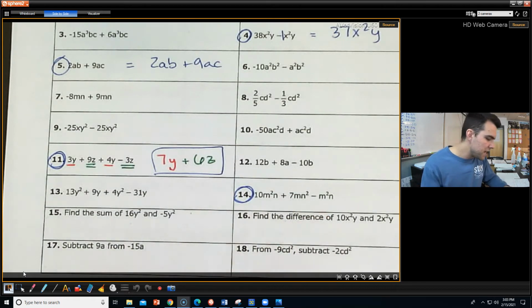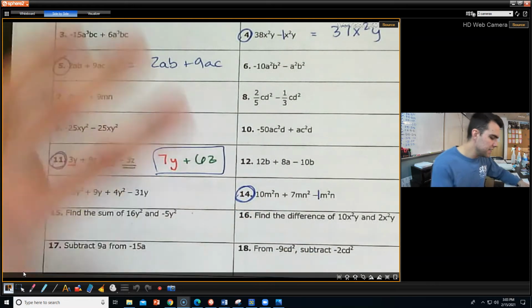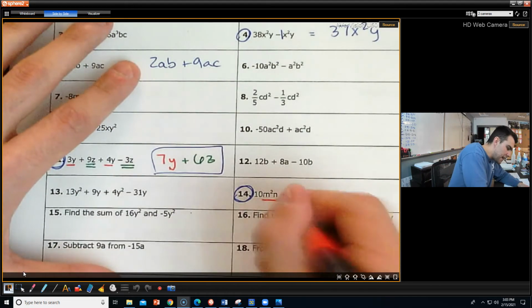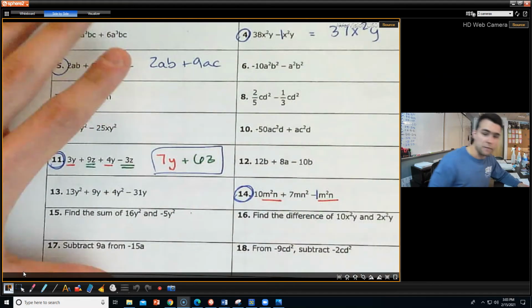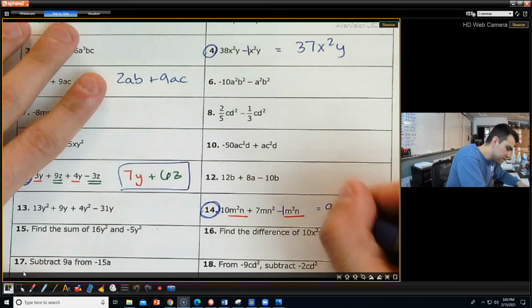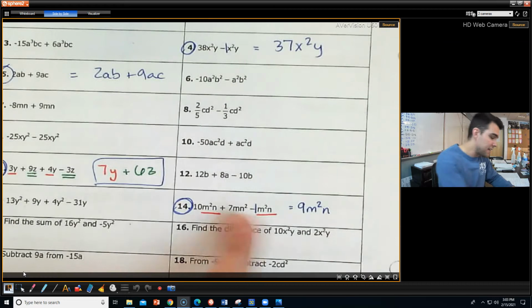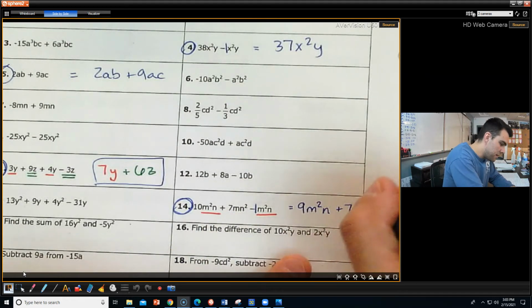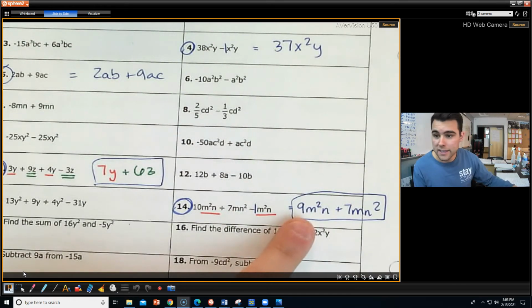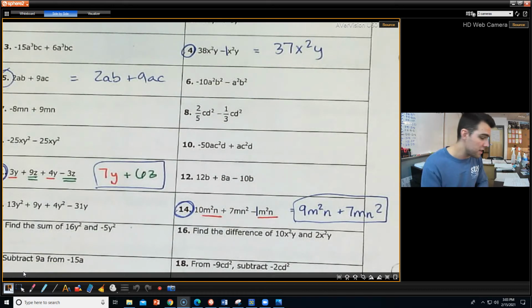But let's look at this minus 1m squared n. Oh, well that is a like term of the 10m squared n. So I can treat this as 10 minus 1. I get 9. This is 9m squared n. And then, of course, I got to add on my 7mn squared. That guy cannot be added to the 9, but that's okay. We can just write it like this. They are different terms, okay?